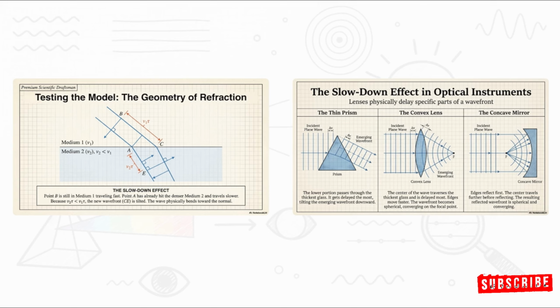If a wave hits a thick glass lens at an angle, the bottom part of the wave enters the glass first and slows down. Think of it like the wheels of a shopping cart suddenly hitting a patch of really thick mud. The top part is still out in the air, moving fast, so the whole wave physically pivots and bends. This exact geometric delay is the secret behind how your eyeglasses or contact lenses use physical shapes to focus light and correct your vision.